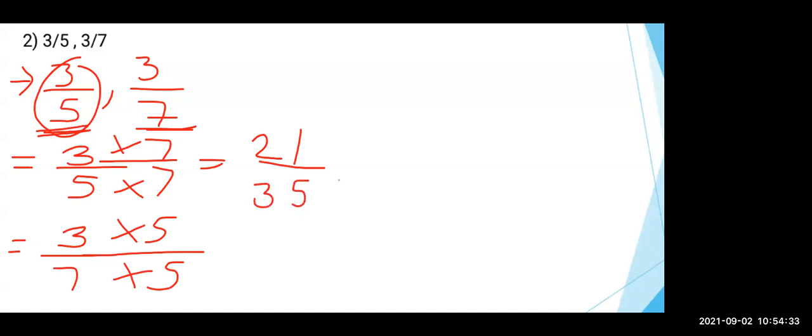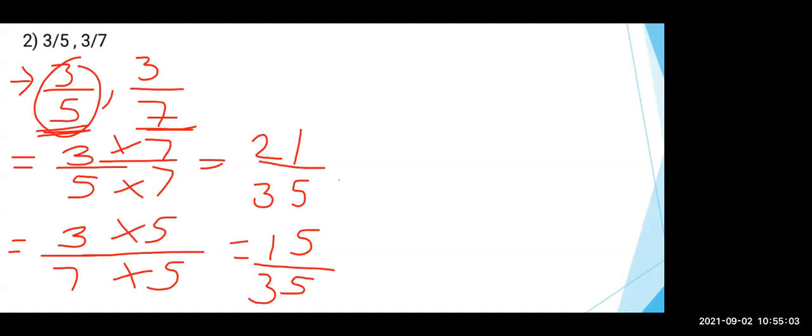Now 3 fives are 15 and 7 fives are 35. See, now our denominator becomes the same, become like. हमको क्या करना था? डिनोमिनेटर लाइक करना था. But सम में क्या था, 5 के टेबल में 7 भी नहीं आता है और 7 के टेबल में 5 भी नहीं आता है. तो if this type of situation will come, you have to cross multiply.